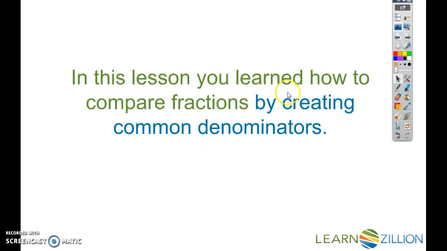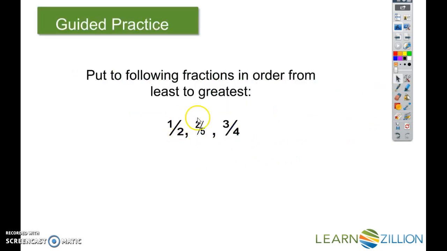So in this lesson you learned how to compare fractions by creating common denominators, and if it was a little confusing, just go back, rewatch it. If not, you can go on to one more practice problem here before the entrance ticket.